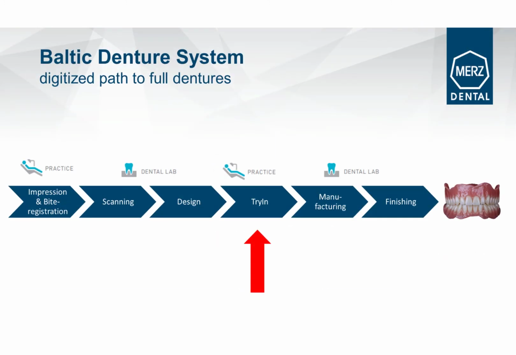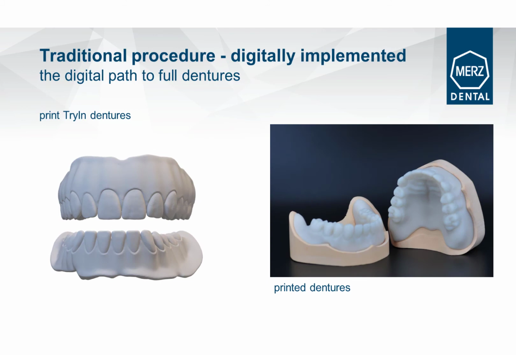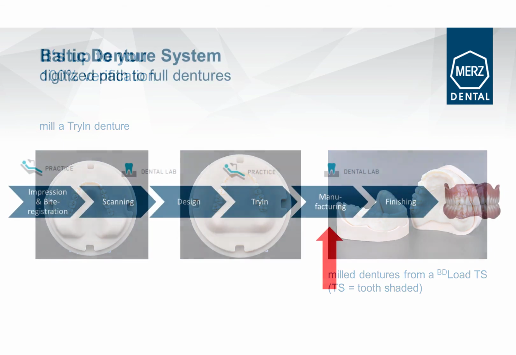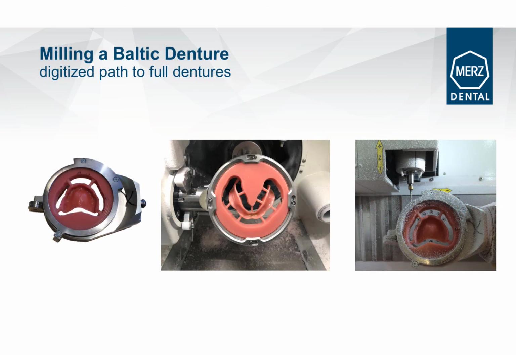After the design, it is possible to verify the result before milling the denture out of a BD load. The constructions can be printed as a monoblock denture or milled from a tooth-shaded load, the BD load TS. Special holders for the system must be obtained from your milling machine manufacturer for processing the BD load in a milling machine. The BD load have a larger diameter than normal discs for dental use. This is necessary so that large denture bases can also be milled out.